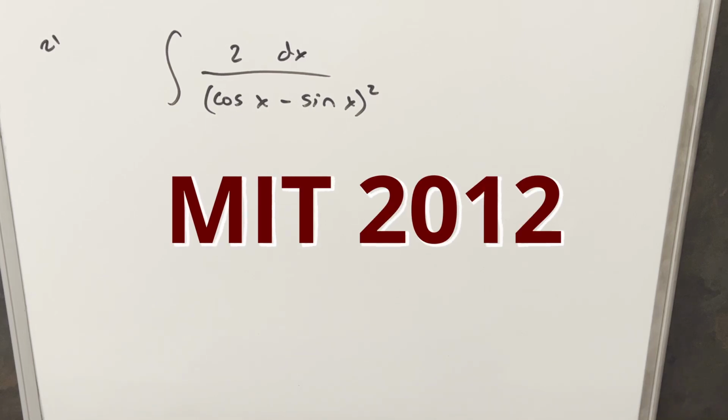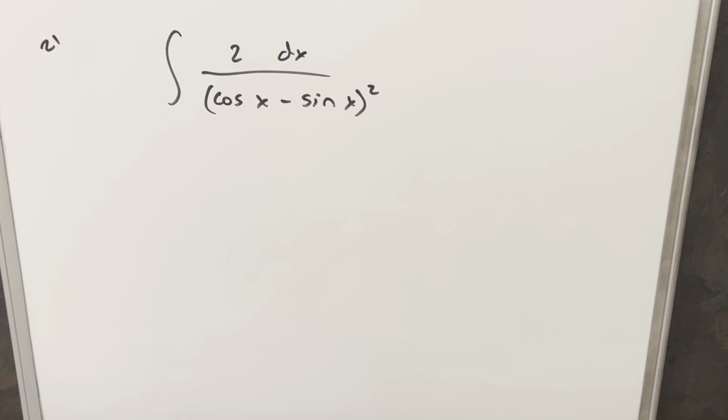Okay, we have here another integral on the board. This one is from the MIT Integration Bee 2012, problem 21. We have the integral of 2dx over (cosine x minus sine x) all squared.